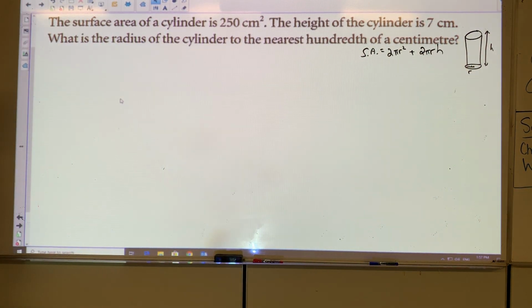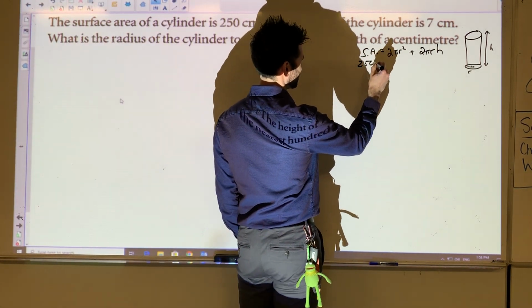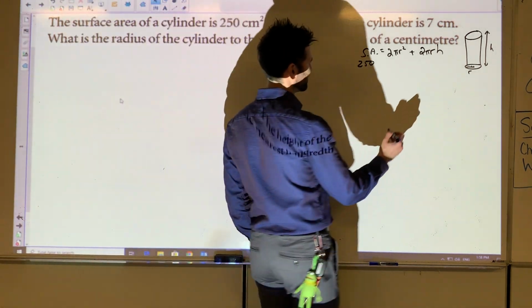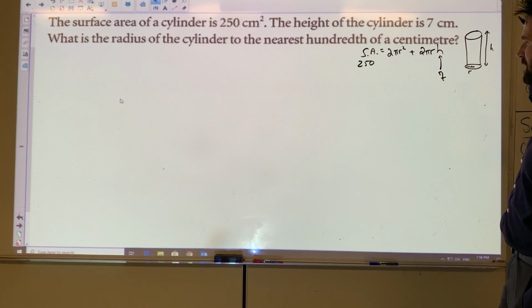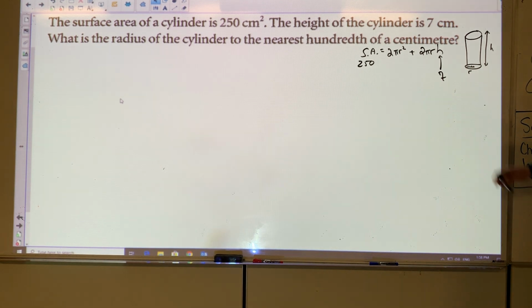So the surface area of a cylinder is 250. Okay, perfect. So we know this is 250 centimeters squared, whatever. The height of the cylinder is 7. What is the radius of the cylinder to the nearest hundredth of a centimeter? Oh my goodness, that's horrible. So we're looking for r.